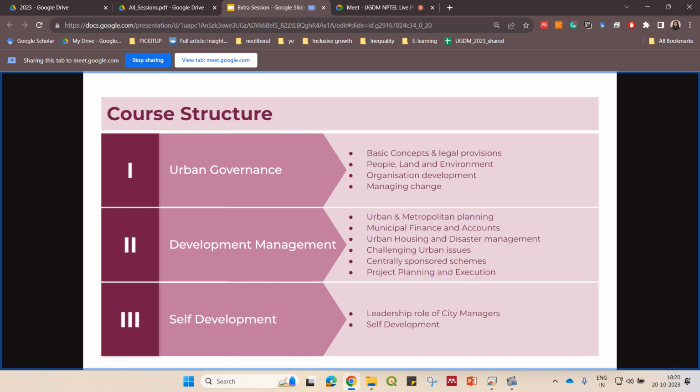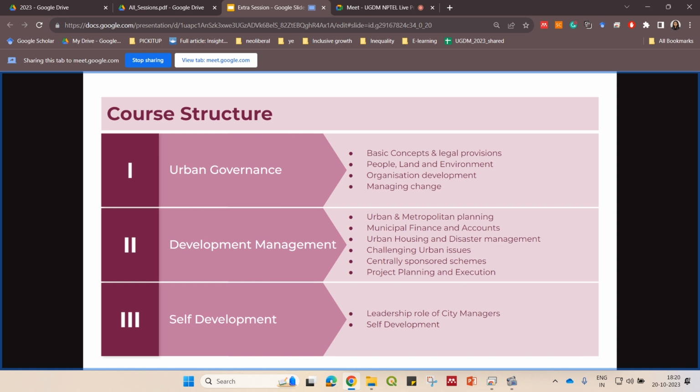Next, the centrally sponsored schemes. So, what are the different kind of centrally sponsored schemes that exist in India, which fund urban development in Indian cities? How do urban local bodies take advantage of these schemes to fund the projects in Indian cities? Things like that. How these schemes enable urban development in Indian cities. We would have studied about that in this section.